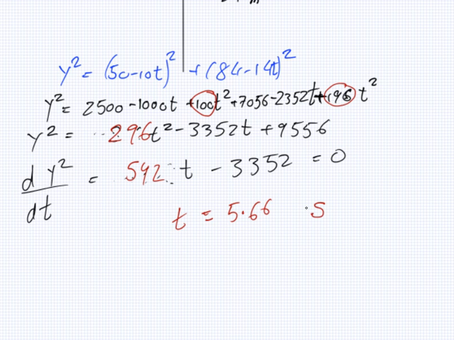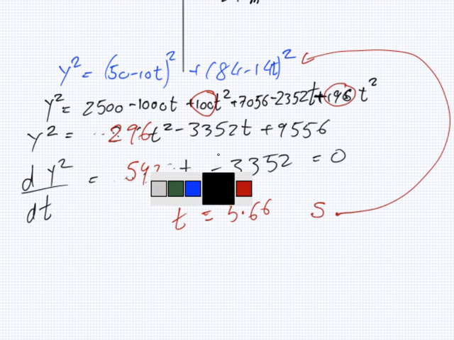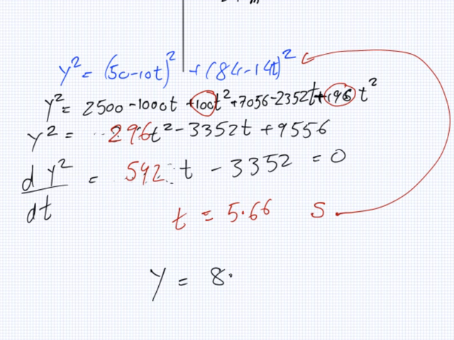Now I don't want the time, what do I want? Distance. So I'll just take that and put it back in there. Just solve this, get the t from it. 50 minus 10 times 5.66 squared plus 84 minus 14 times 5.66 squared. Square root the answer. And I get y equals 8.14 meters. Close to 10. Yeah, but smaller than 10 was my point.